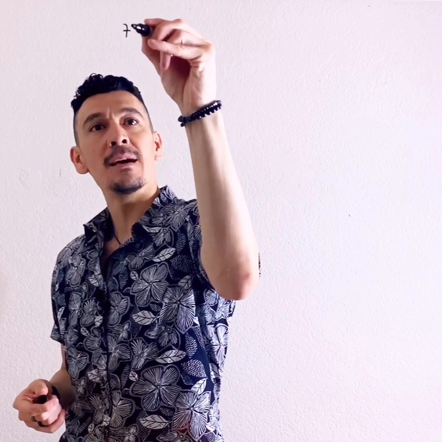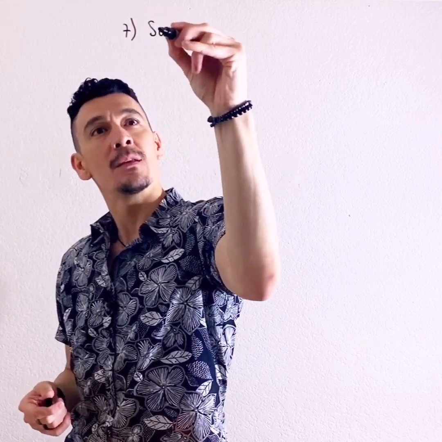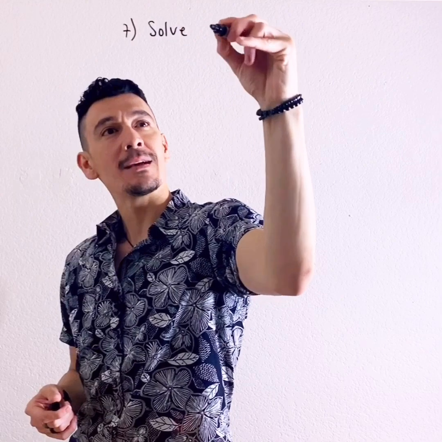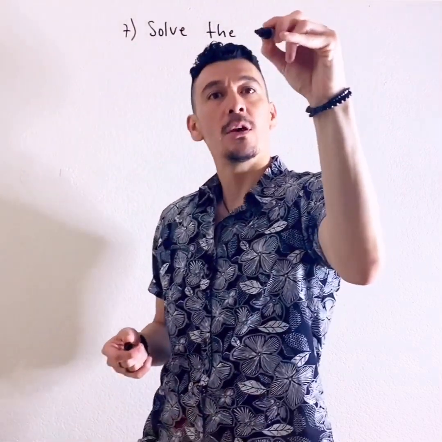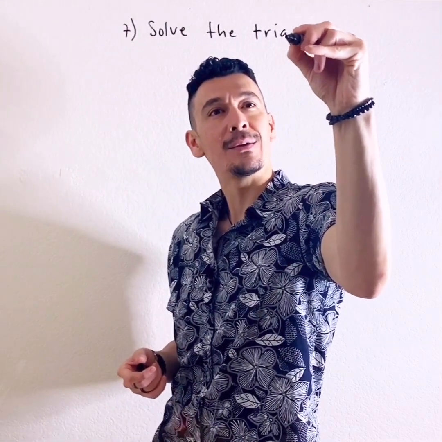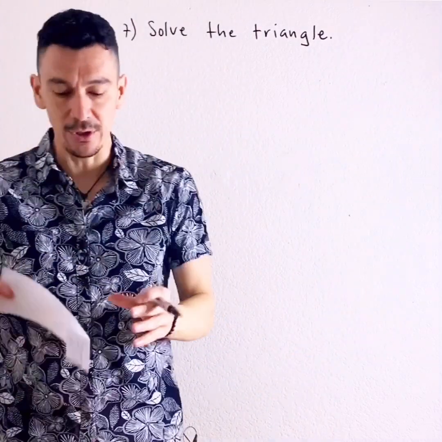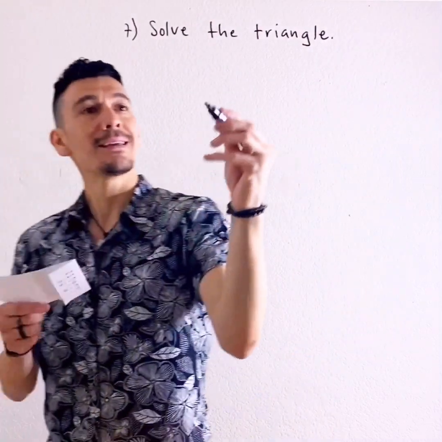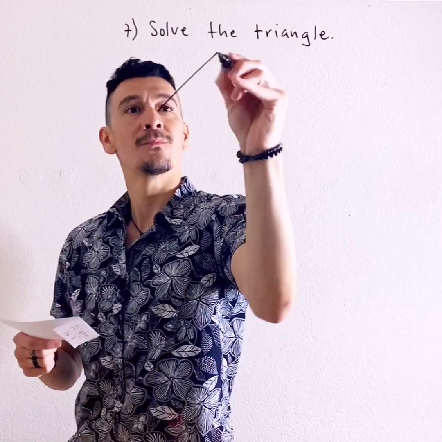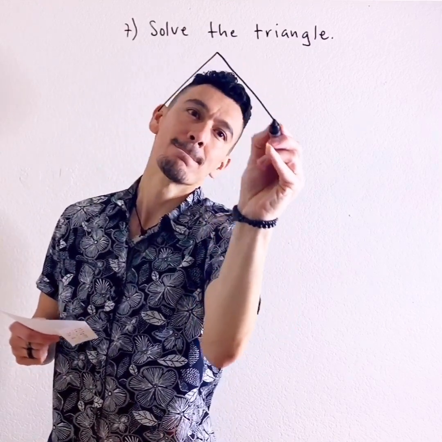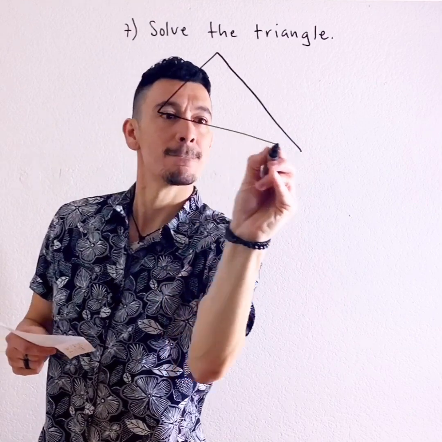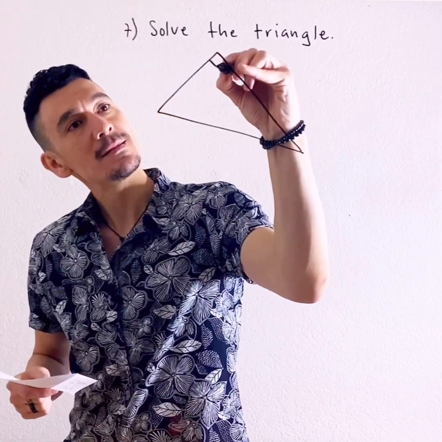All right, guys, take out your notes from Wednesday and let's call this example number 7. Yesterday we did number 6. So solve the triangle. And I need to give you a picture which looks something like this. It's not drawn to scale.